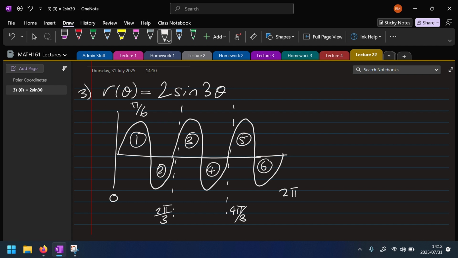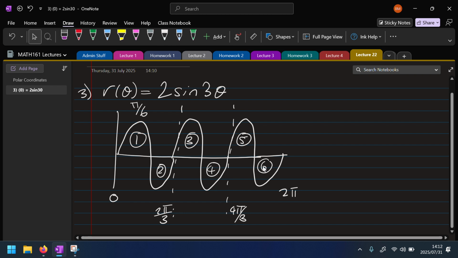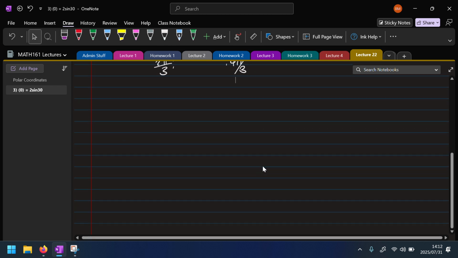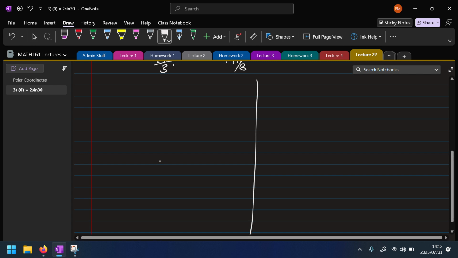Now we're going to convert this into our polar curve. So we're going to start from our beginning points, 0, 0. Then we're going to look at pi over 6, and then 2 pi over 3, and so on. Okay, so let's draw in our lines.